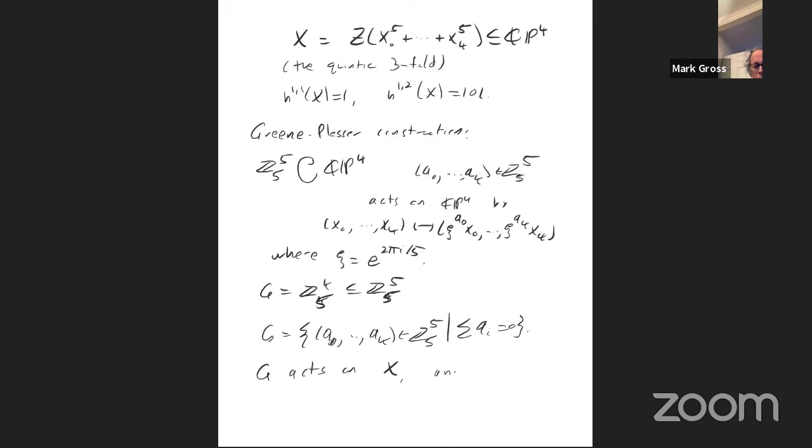And then X mod G, well, if you divide out by this action of G on X, you get something very singular, but it has a Calabi-Yau resolution, X hat to X mod G. So you can resolve the singularities and you get another Calabi-Yau. And the basic calculation that Greene and Plesser did was that h^{1,1} of X check is equal to 101, sorry, and h^{1,2} of X check is equal to 1. So the Hodge numbers are interchanged. Okay, so that was the very first example. The next key step was a paper of Candelas, de la Ossa, Green, and Parkes.